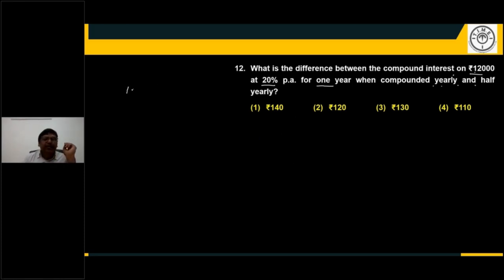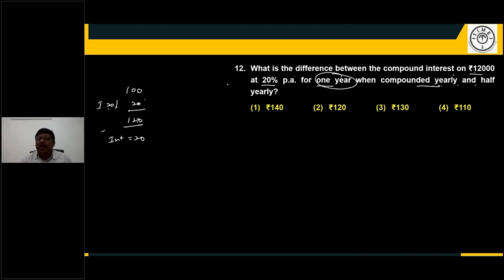Suppose I take 100 rupees, friends. If you're compounding yearly, what happens? Compounded yearly means, students, at the end of 1 year, I calculate 20% interest. 20% of 100 is 20. The total amount is 120, or the interest earned is only 20 rupees. This is compounded yearly. He is asking only at the end of 1 year, right? He is not asking more. For 2 years, if he were asking, I'd again take 20% on 120 and do it.